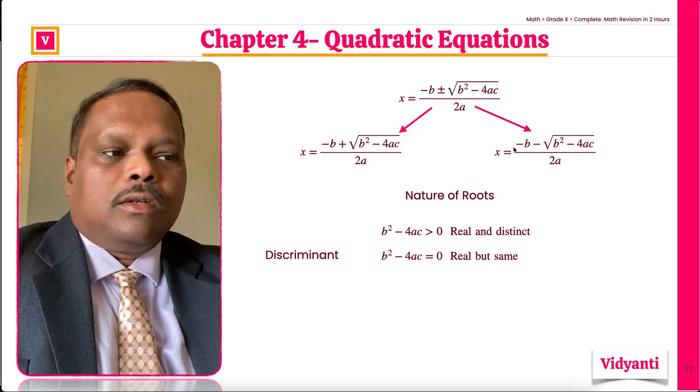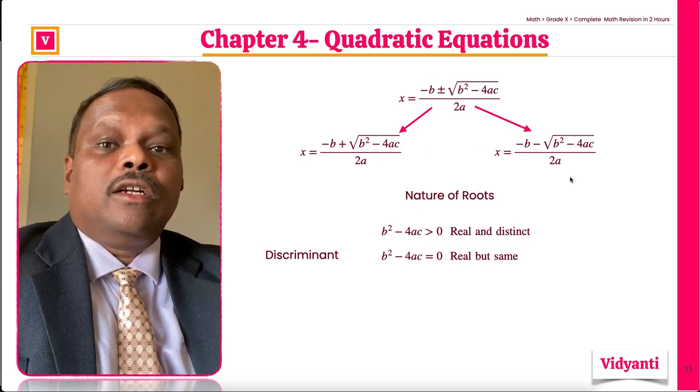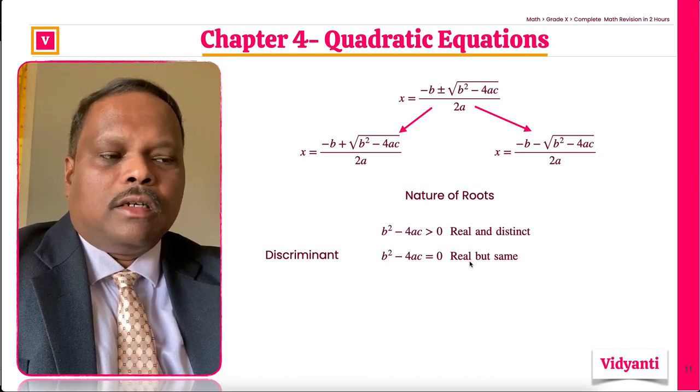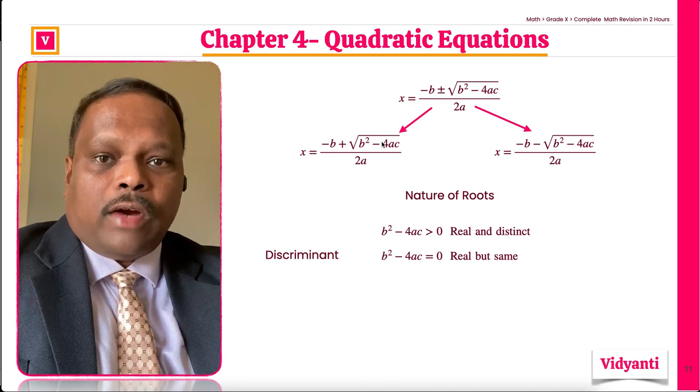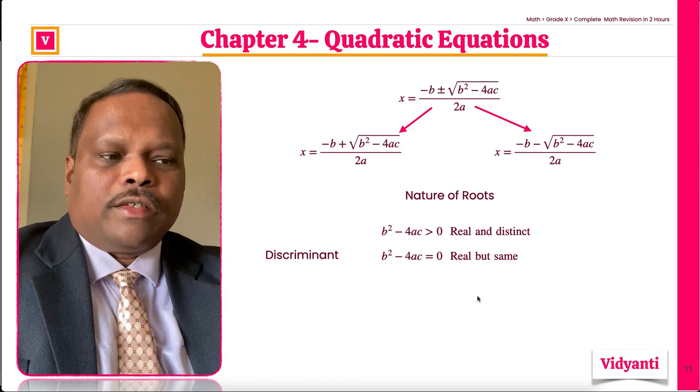But the roots will be repeated. Same root you will get twice. You don't really get two distinct roots. It's not going to happen. So that's why the roots will be real. That means you will be able to find them, but they will be just repeated, or same thing twice.